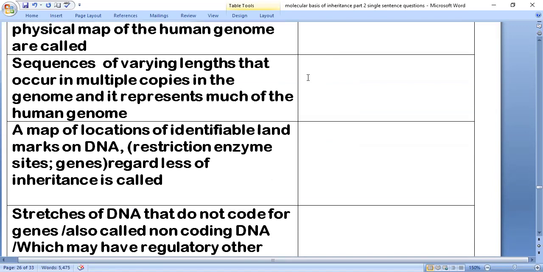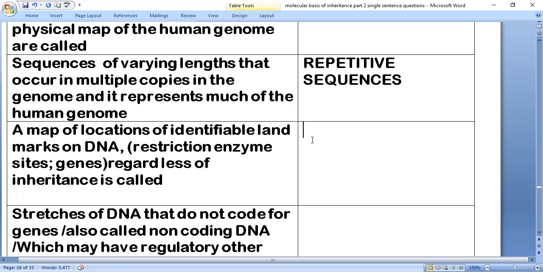Sequences of varying lengths that occur in multiple copies in the genome and represent much of the human genome are called repetitive sequences.